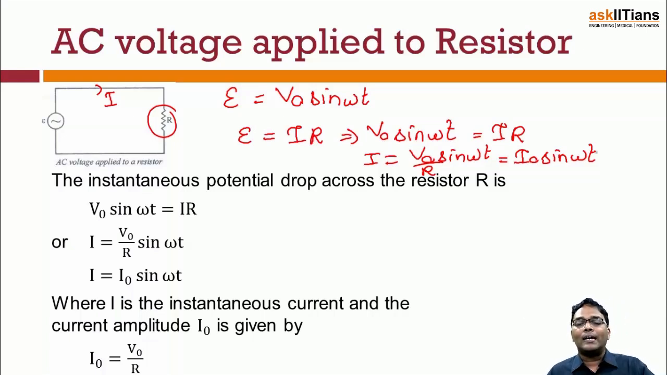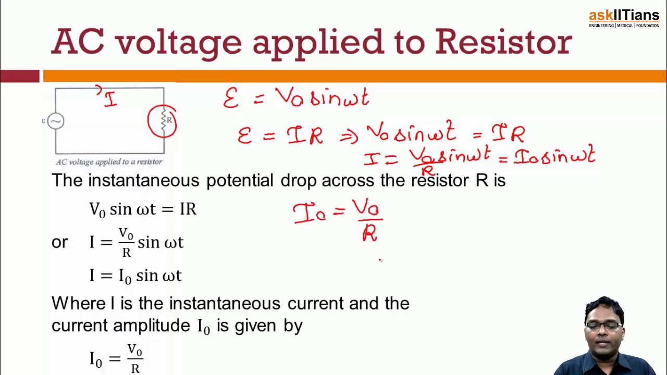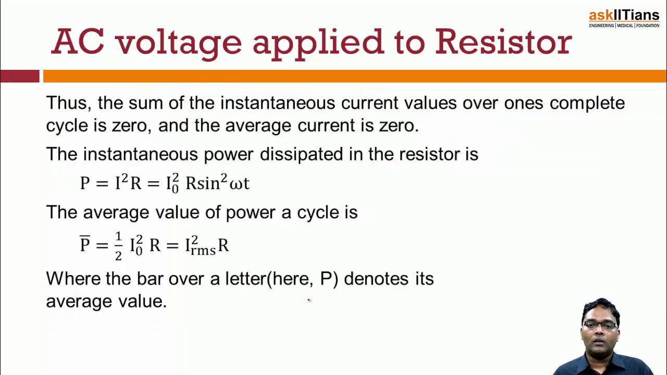I naught is the current amplitude that we get. So what is the current amplitude? I naught becomes equal to V naught divided by R, right? This is the voltage that is applied across the resistor. Thus the sum of the instantaneous values of current over one complete cycle is 0, and the average current is 0. That's obvious, because if you take the whole cycle, the total amount of current flowing is going to be 0, and so is the instantaneous value of current. That's also going to be 0.